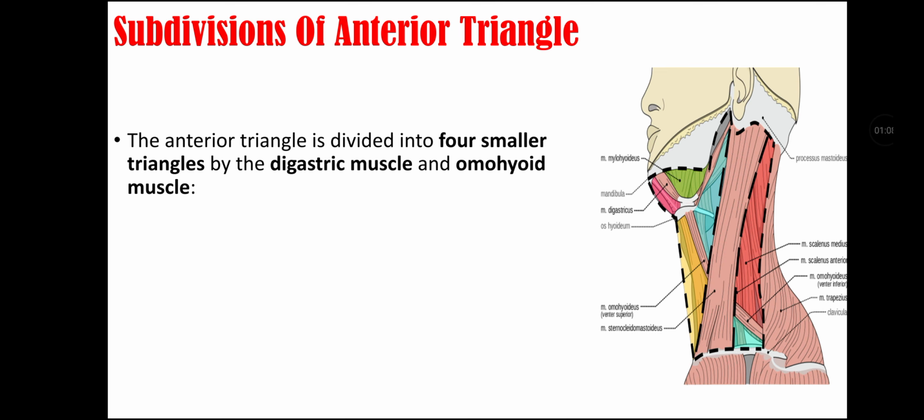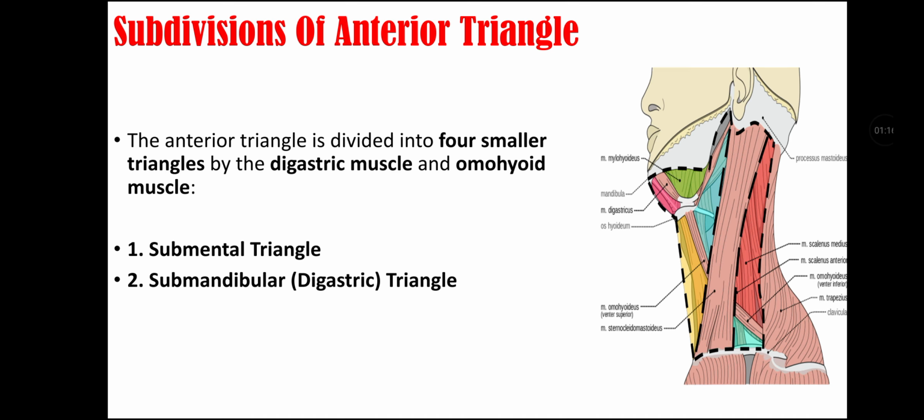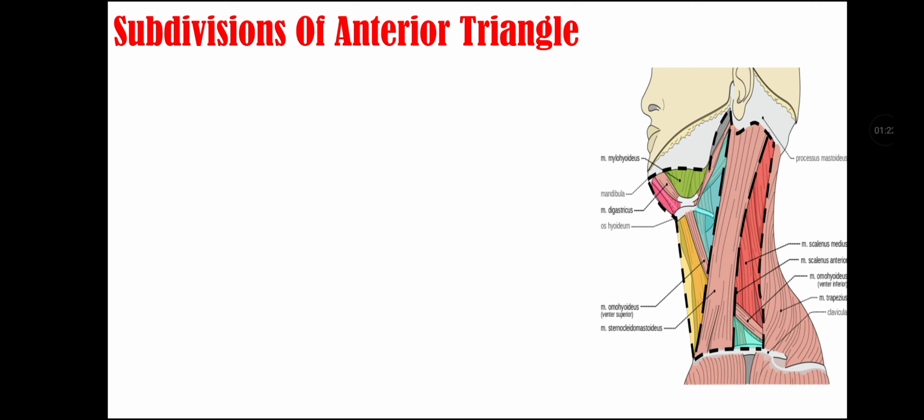Subdivision of the anterior triangle. The anterior triangle is divided into four smaller triangles by the digastric muscle and the omohyoid muscle. It is divided into the submental triangle, the submandibular triangle, which is also called the digastric triangle, the carotid triangle, and the muscular triangle.